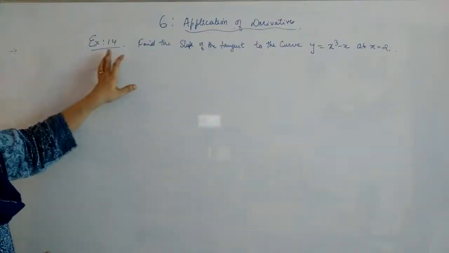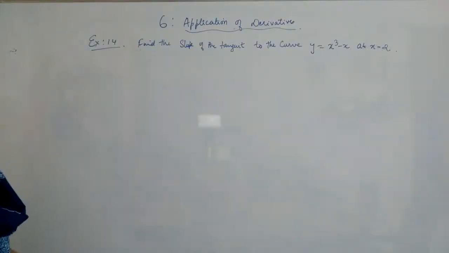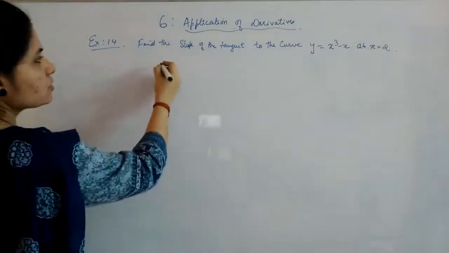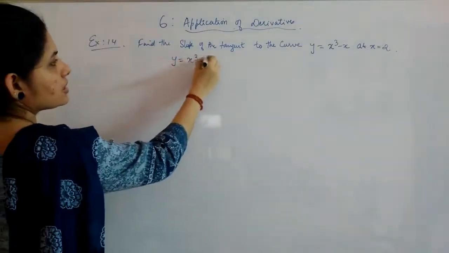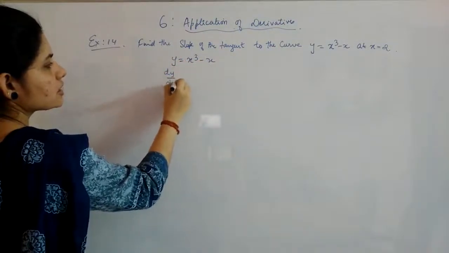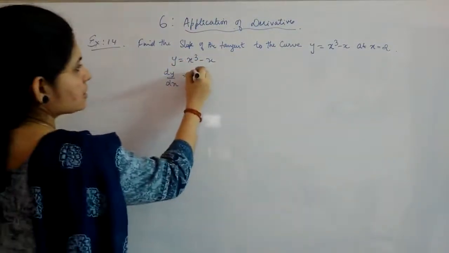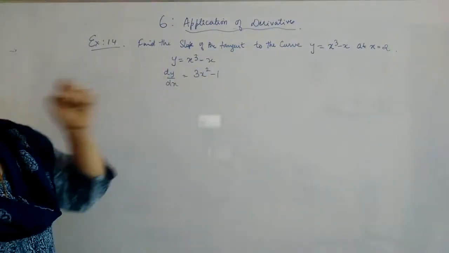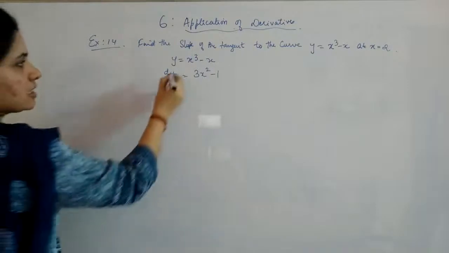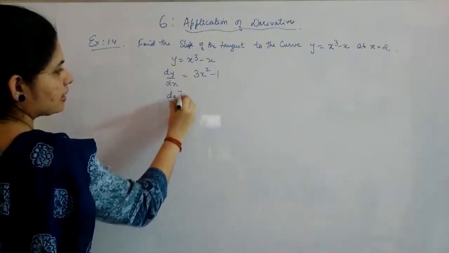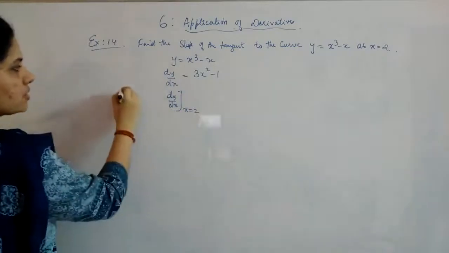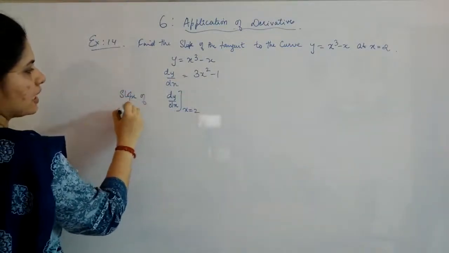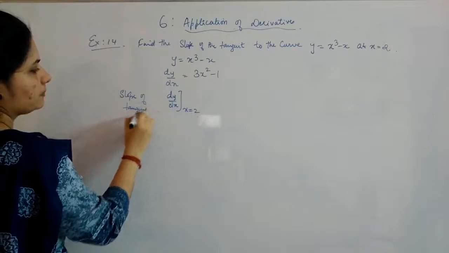So the first problem related to tangents and normals is: find the slope of the tangent to the curve y equal to x cube minus x at x equal to 2. So what we need to do, y is equal to x cube minus x. We have to differentiate this with respect to x so that you will get 3x square minus 1. And when the point is given, at which point? At x equal to 2. That means dy by dx at x equal to 2. This is actually the slope of the tangent at x equal to 2.